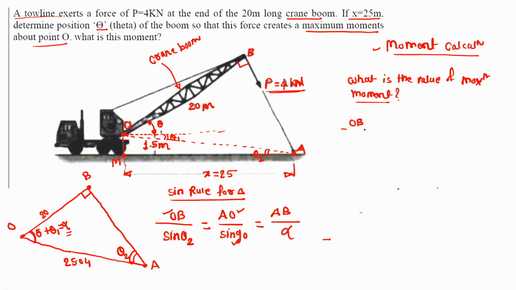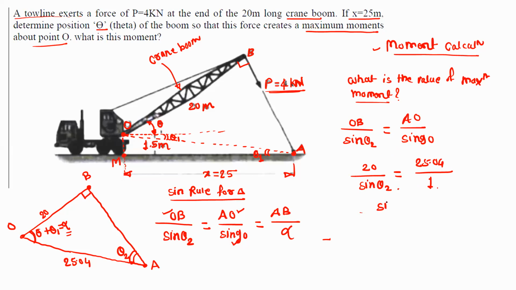So I will write here OB divided by sine theta 2, it is equal to AO divided by sine 90. Okay, so just put the values. OB is 20 divided by sine theta 2, it is equal to AO. This value is 25.04 divided by sine 90, which is 1. So get the value of sine theta 2.